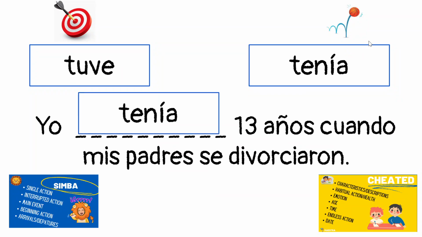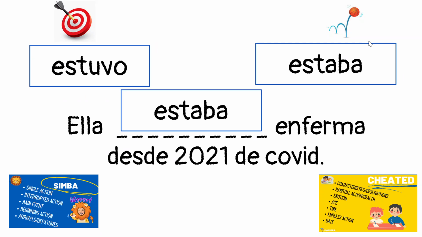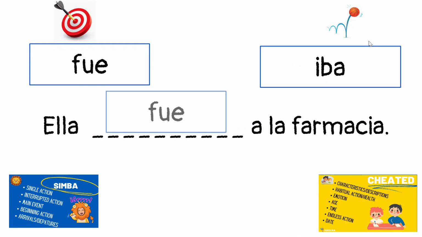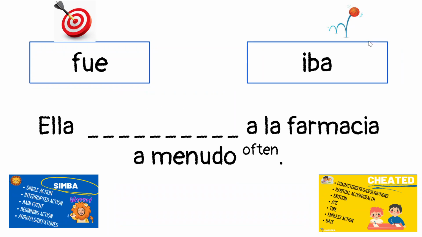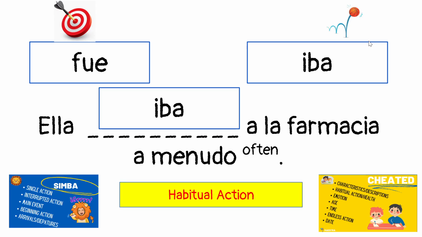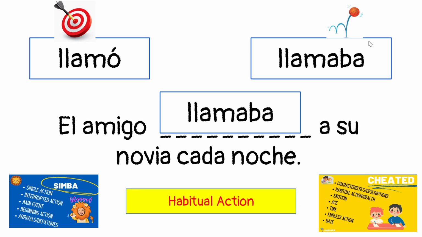Yo tenía 13 años cuando mis padres se divorciaron. I was 13 years old, age in the past. Ella estaba enferma desde 2021 de COVID. She was sick. Desde is the trigger, it's a habitual action, and it's related to health. Ella fue a la farmacia, beginning or end of an action. She went to the pharmacy. Ella iba a la farmacia a menudo. A menudo is often. That's triggering an ongoing action. Go to imperfect. El amigo llamaba a su novia cada noche. The friend would call his girlfriend every night.